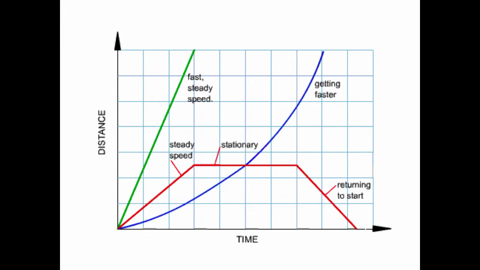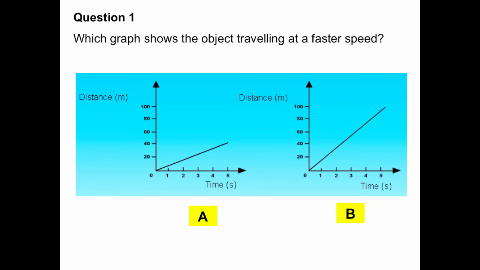I know this seems like a lot, and hopefully you're taking really good notes, but I promise we're going to practice and it's going to get better. So let's look at this graph. Which graph shows the object traveling at the fastest speed?